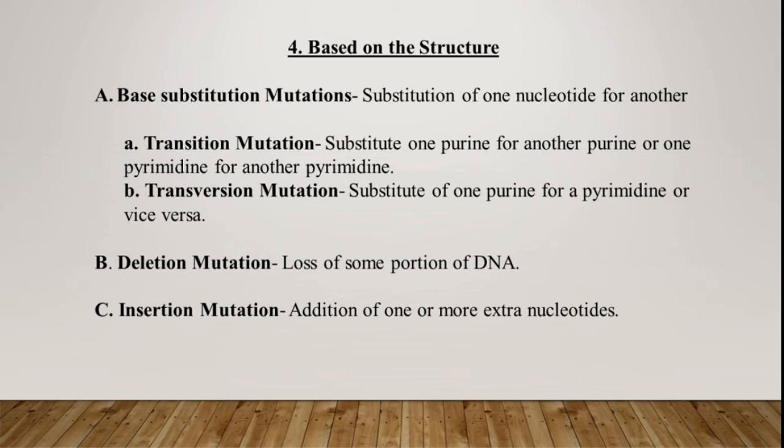transversion mutation. In transition mutation, one purine is substituted for another purine or one pyrimidine for another pyrimidine. And in the case of transversion mutation, one purine is substituted for a pyrimidine or vice versa, that is one pyrimidine for one purine.